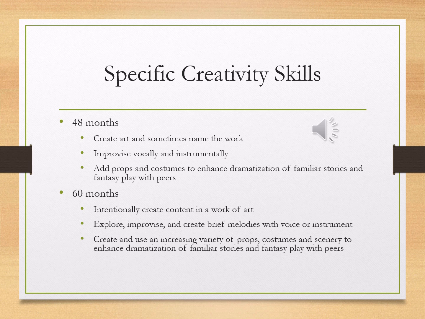But in terms of more specific creativity skills related to 4 and 5-year-olds, you can see that 4-year-olds can do some of that representational art and they can put a name to it. They may be creating vocal and instrumental kinds of products, using instruments and using their voice as an instrument. They like to add props and costumes when they're acting out stories and engaging in fantasy play with their peers. By 5, they're doing much more intentional creation of works of art, so they're much more engaged in that representational activity.